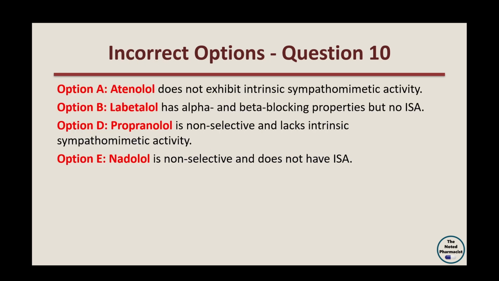Here is the explanation for incorrect options. Option A, atenolol does not exhibit intrinsic sympathomimetic activity. Option B, labetalol has alpha and beta blocking properties but no ISA. Option D, propranolol is non-selective and lacks intrinsic sympathomimetic activity. Option E, nadolol is non-selective and does not have ISA.